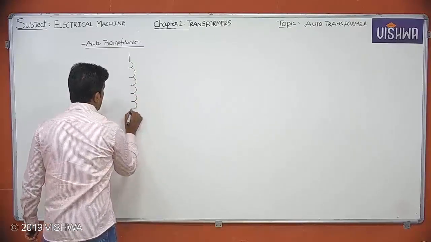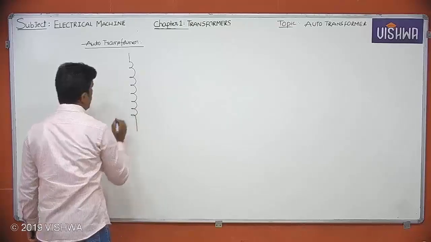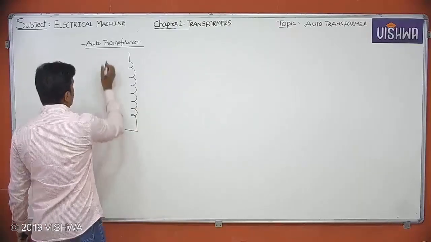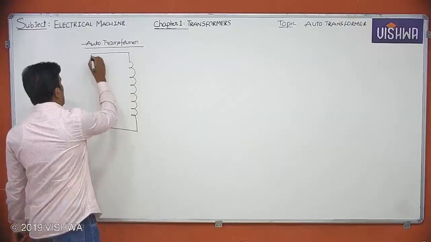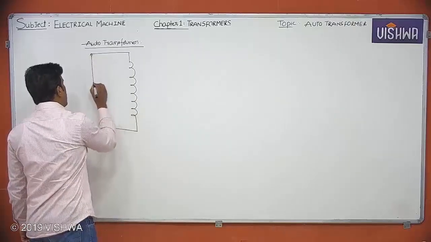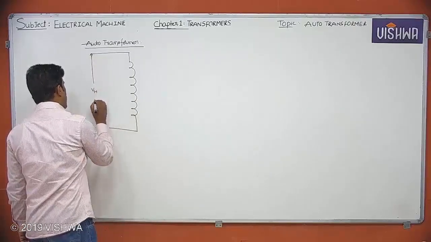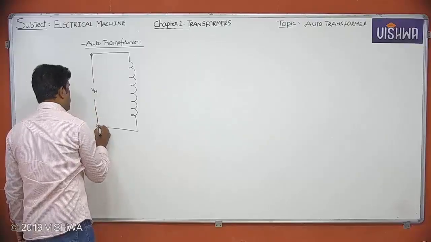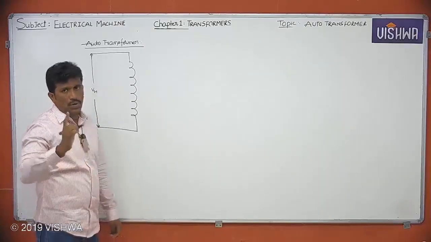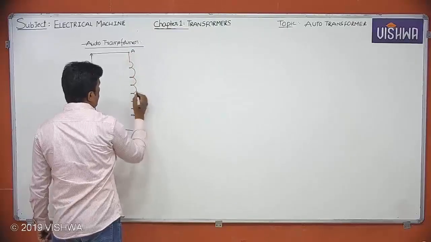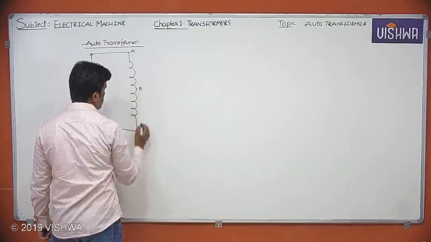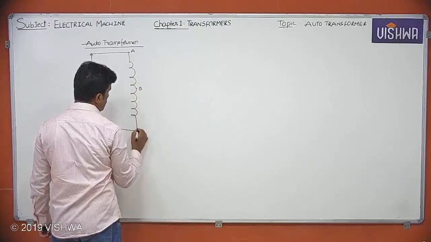I'm not showing the core here, I'm just showing only the winding. I'm having only one winding, that is nothing but the high voltage winding. An auto transformer consists of only one winding, that is the high voltage winding. Let me give terminal names A, B, C like that.